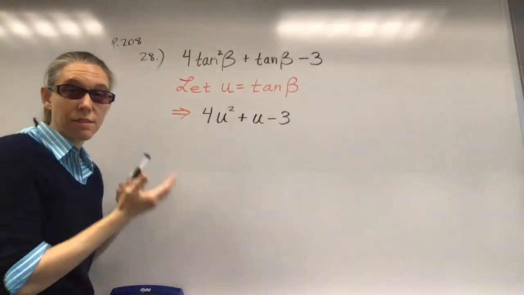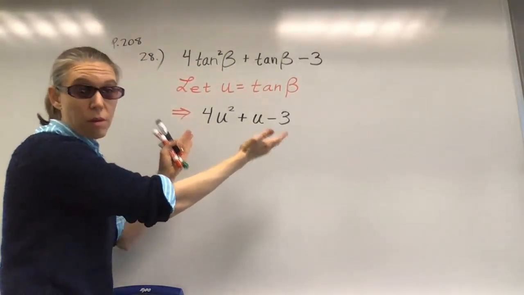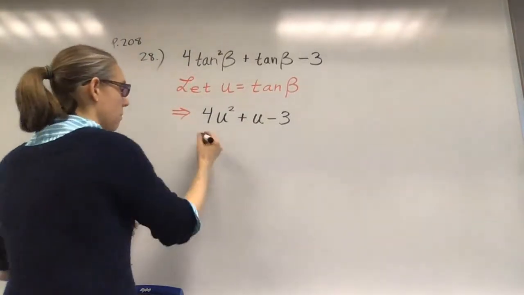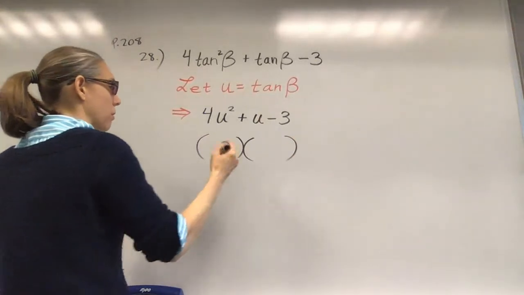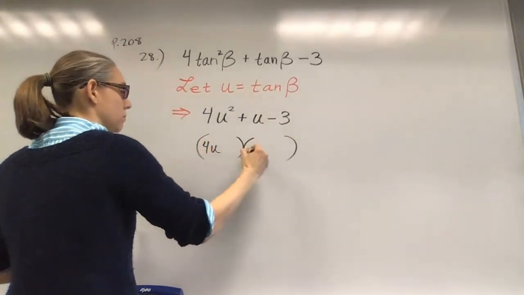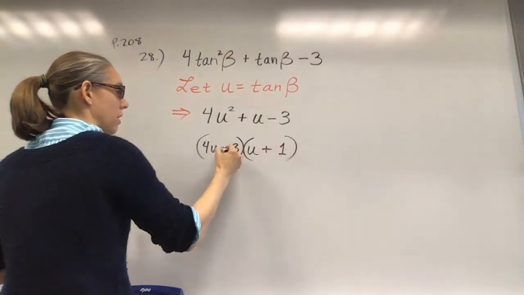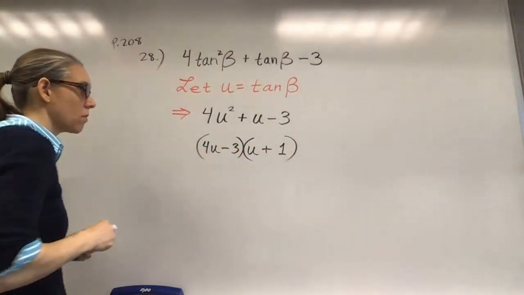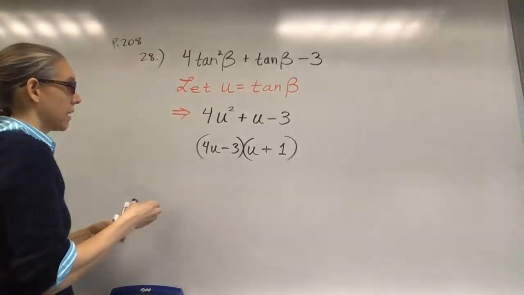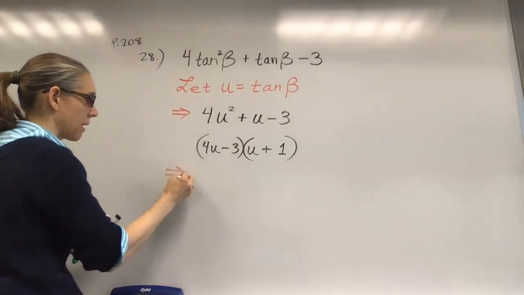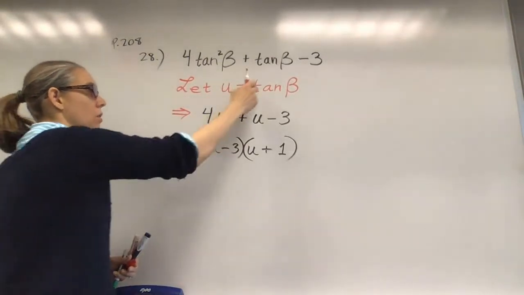So if I need to factor, it's a lot easier to think about factoring in this form than in that form up there, right? So we need two factors of 12 that differ by 1. That would be 4 and 3, with 4 being positive and 3 being negative. And now that I've factored it in this form, I can now return back to the previous form by replacing u with tangent of beta.